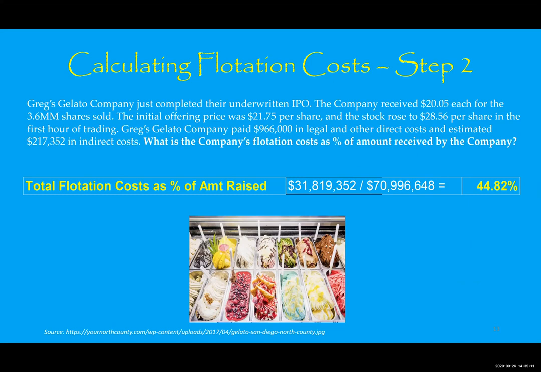So to answer the question about what is the company's flotation cost as a percent of the amount received by the company, we take the total flotation cost and we are including the underpricing in the total flotation cost. So again, that was the $31,819,352. And we divide that by the amount received by the company of $70,966,648. And so total flotation costs are 44.82% of the amount raised and received by the company.